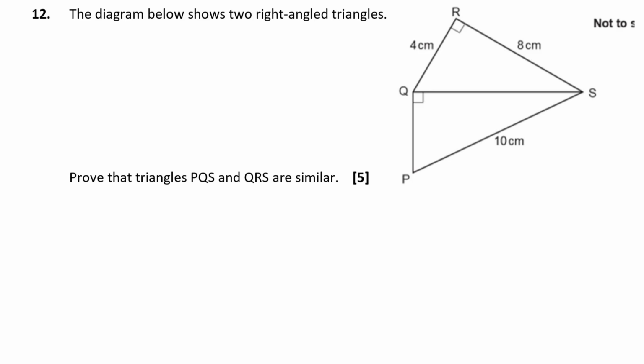Question 12. The diagram below shows two right-angled triangles. I've got QRS and I've got PQS, and I need to prove that PQS and QRS are similar. Now if two triangles are similar, either all their angles are the same, so if I can show that that angle is the same as that angle and that angle is the same as that angle, then we've got two similar triangles. Or I could show that the sides are in the same ratio, which might be a little bit harder to do here because I haven't got all the sides.